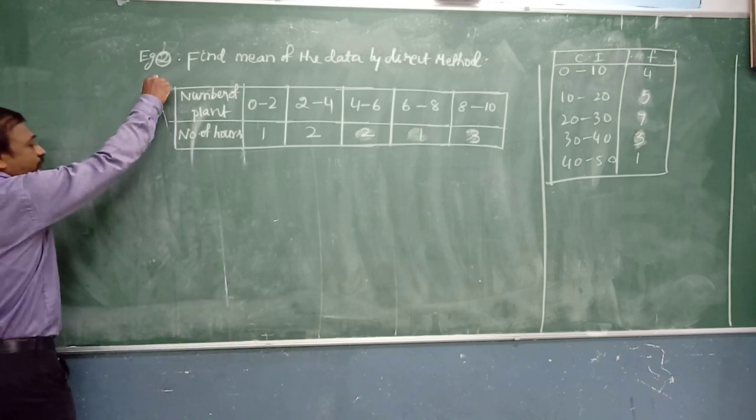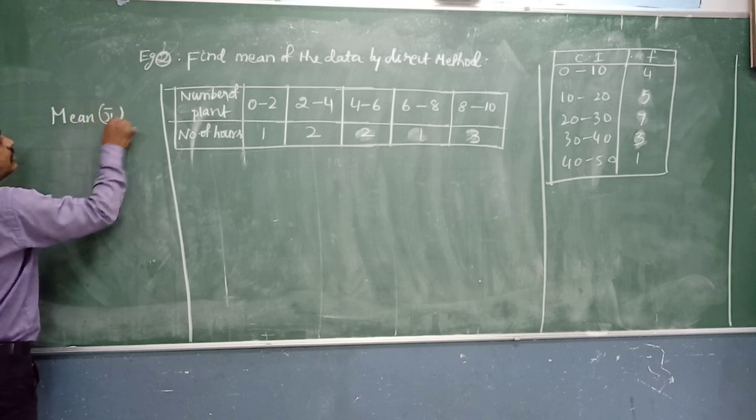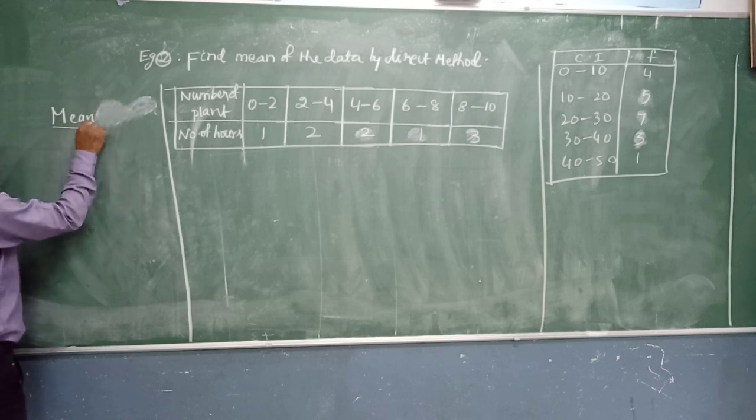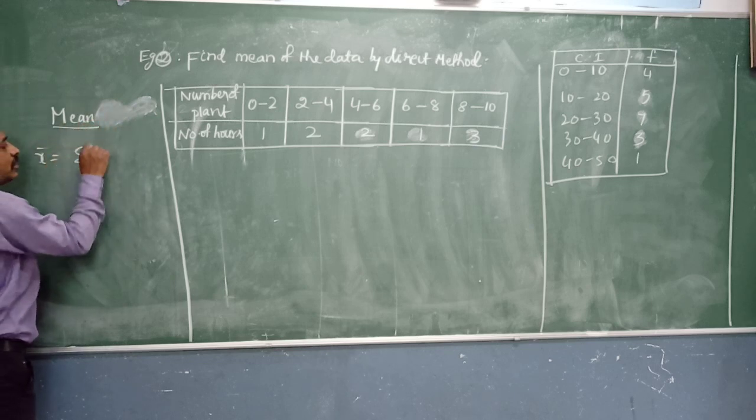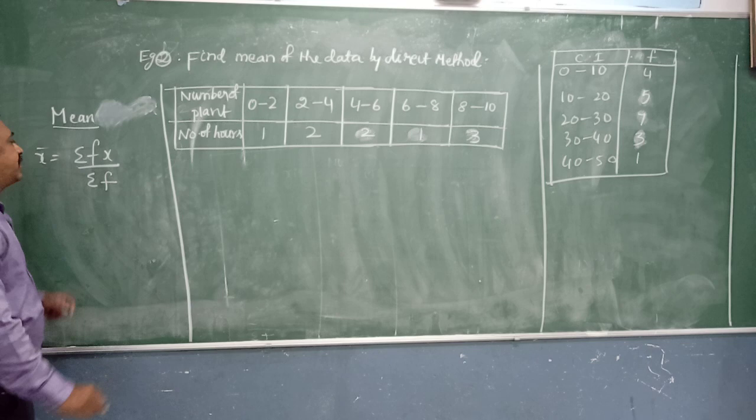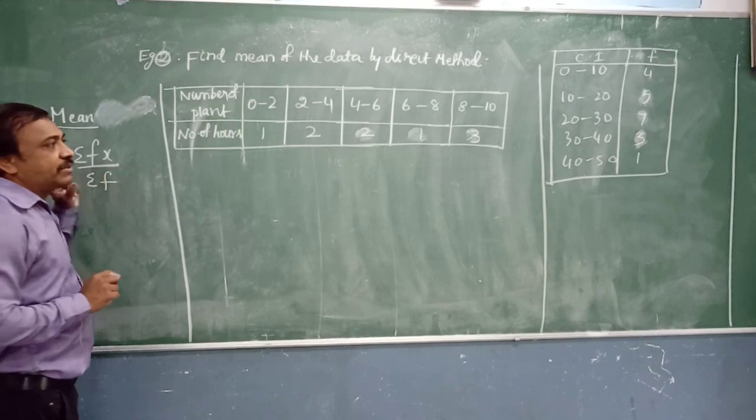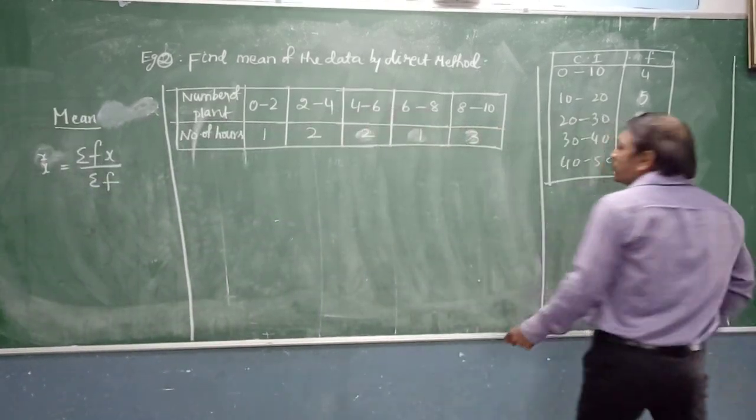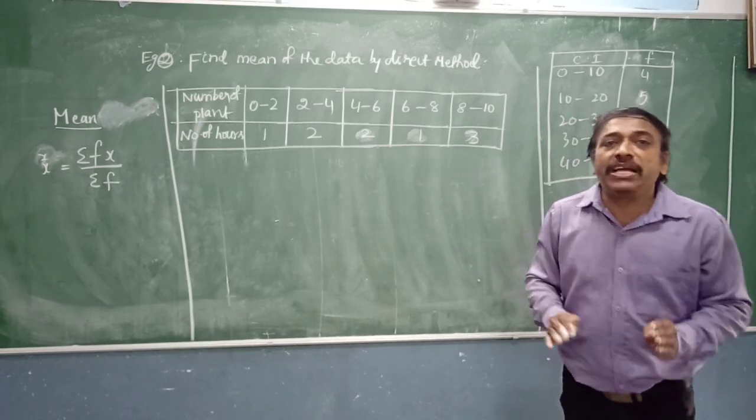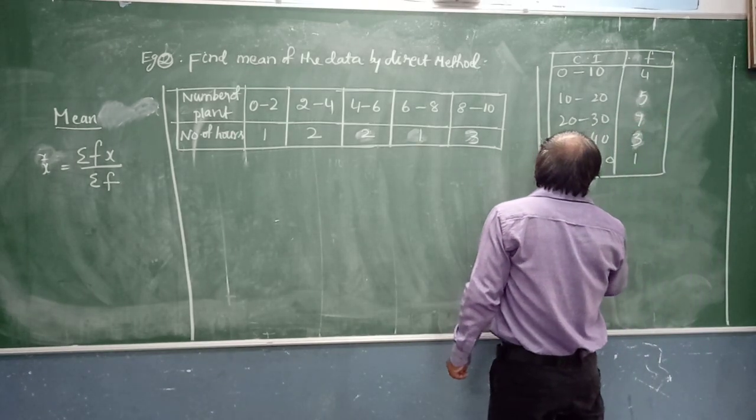Observe it. Here I am writing the formula once again. Mean x bar is equal to sigma fx by sigma f. This is direct method. x bar is equal to sigma fx by sigma f. What is x in the data? X we need to calculate by using the class intervals, that is nothing but the mid value of the class interval, or we say class mark. Here I am writing class mark.